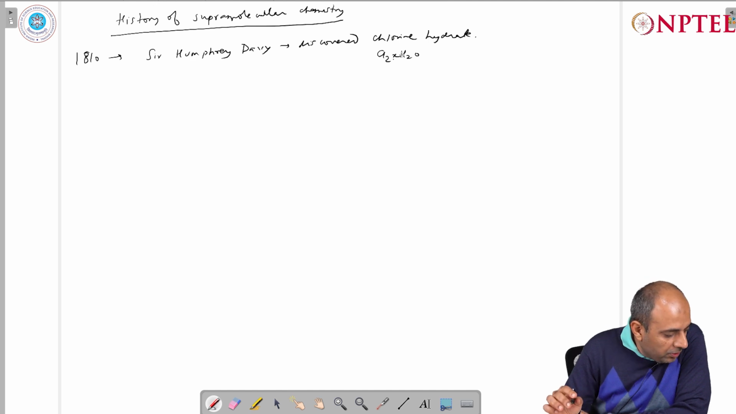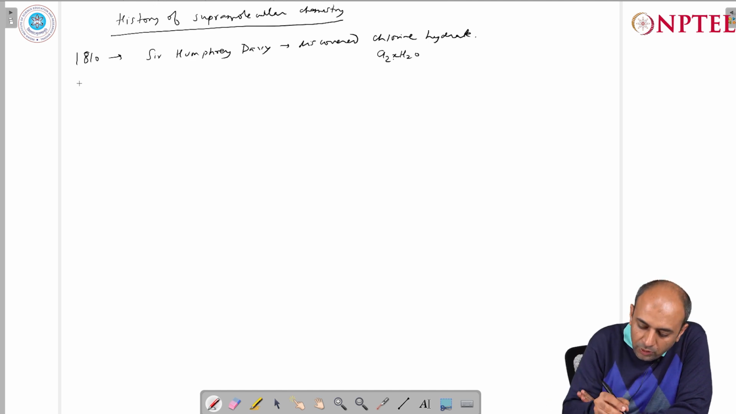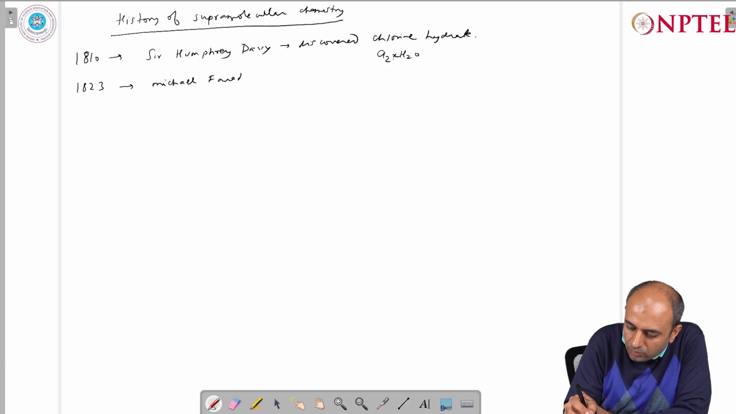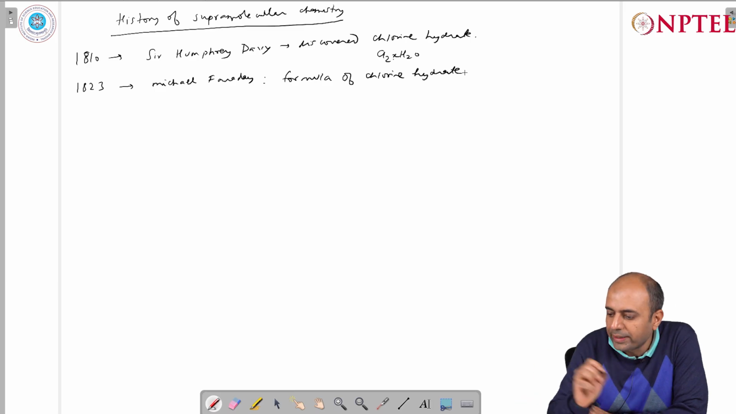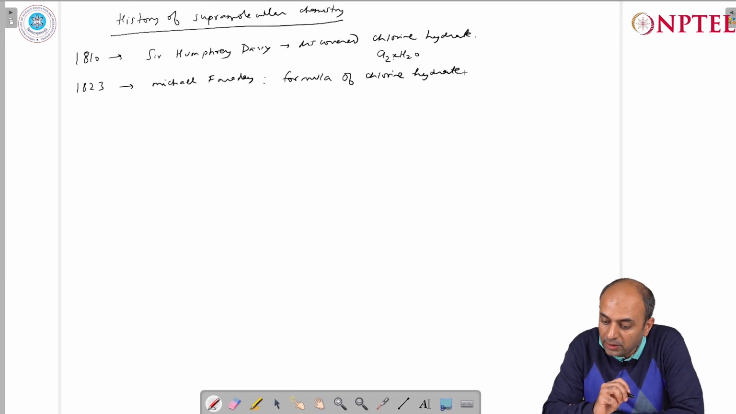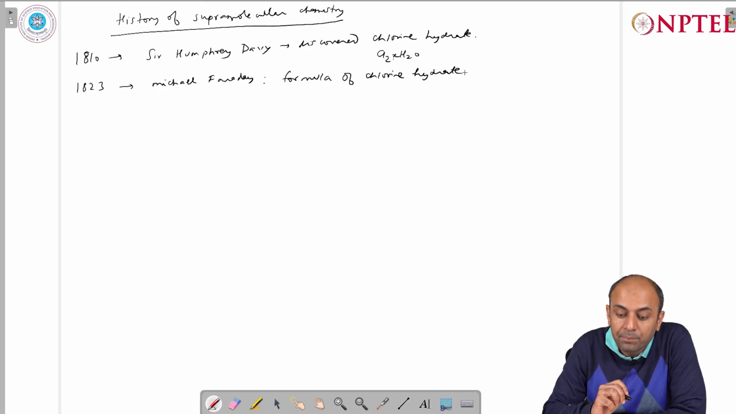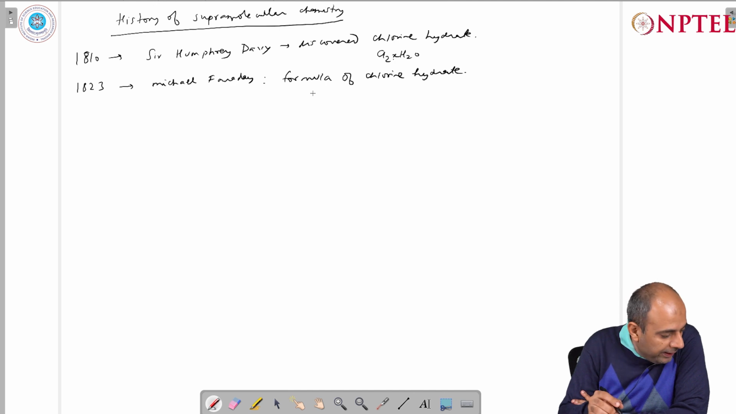and this was the first discovered chlorine hydrate, which was postulated to be the starting point of supramolecular chemistry. After a few years, in 1823, Michael Faraday gave the formula of chlorine hydrate. This is interesting because once the compound was discovered, the actual composition of chlorine hydrate was proposed by Michael Faraday.